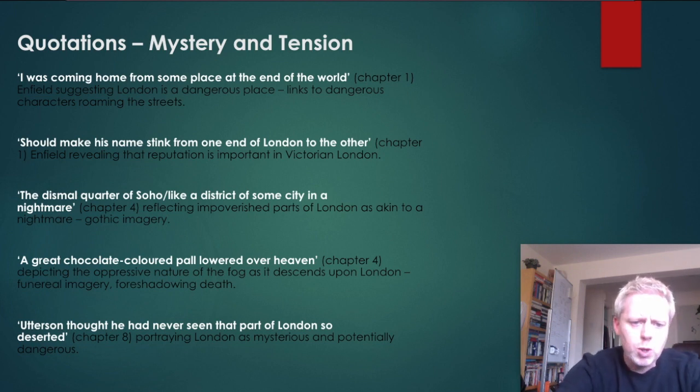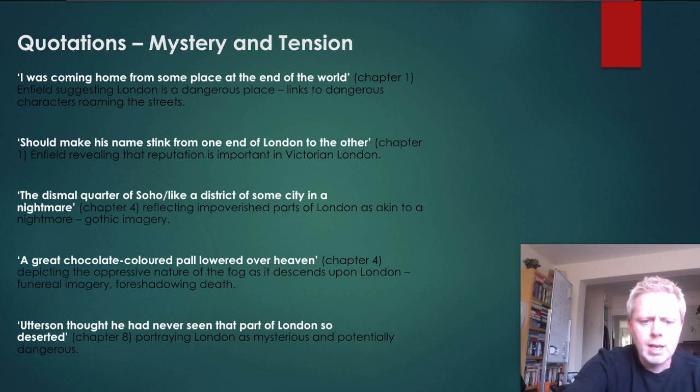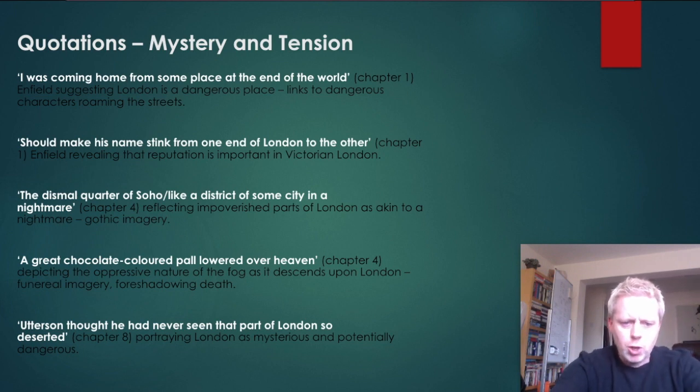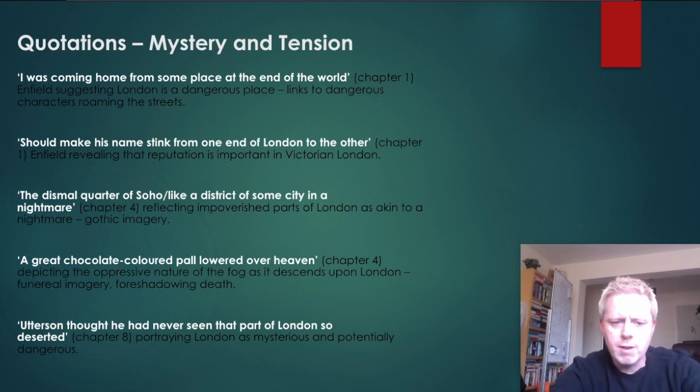Setting, the dismal quarter of Soho, like a district of some city in a nightmare. Very gothic imagery here, reflecting impoverished parts of London as akin to a nightmare. From chapter 4, a great chocolate-coloured pall lowered over heaven. Okay, this is referring to the fog, depicting the oppressive nature of the fog as it descends upon London. It's funereal imagery, foreshadowing death. A pall is the cloth that drapes over a coffin as it lies in the church.